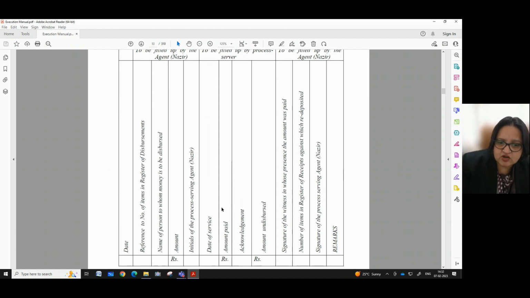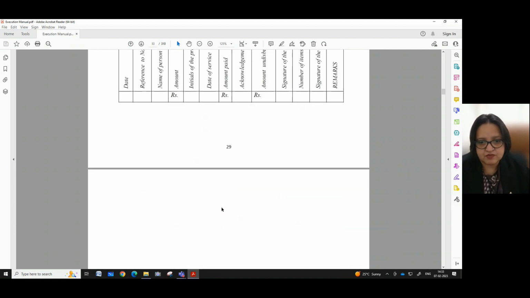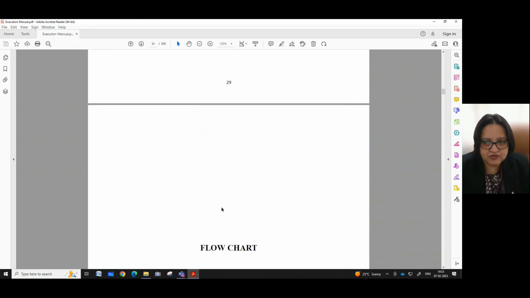Column number 6 is the date of service. Column number 7 is the amount paid. Column number 8 is the acknowledgement. Column number 9 is the amount disbursed. Column number 10 is the signature of the witness in whose presence the amount was paid. Column number 11, signature of the process serving agent, that is Nazir, and column number 12 is the remarks. So this is all about this chapter.